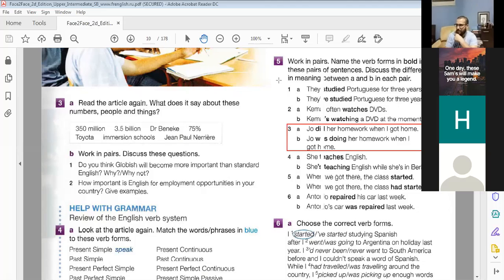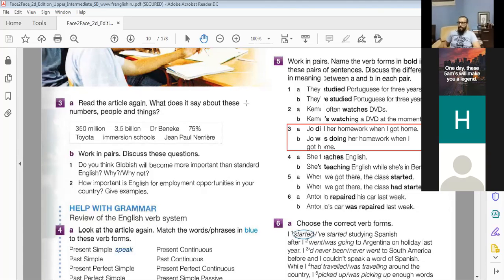Jude did her homework when I got home, and Jude was doing her homework when I got home. The first one, past simple. The second one, past continuous. The first one means he's already done his homework. He did it already and finished. The second one means there is an interruption in actions here. When I got home, he was doing it at that time when I entered the home. He was doing his homework.